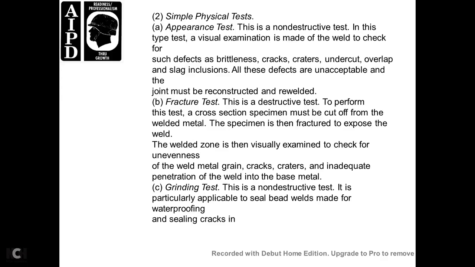Fracture test. This is a destructive test. To perform the test, a cross-section specimen must be cut from the welded metal, and the specimen is fractured to expose the weld. The weld is then visually examined to check for unevenness of the weld metal, the grain, cracks, craters, and inadequate penetration of the weld into the base metal.